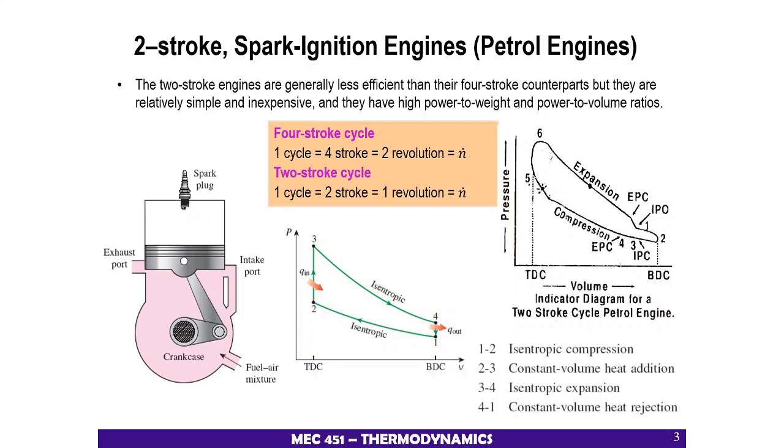The PV diagram is much similar for the 2-stroke engine and the 4-stroke engine, whereby process 1-2 is isentropic compression. Process 2-3 is heat addition at constant volume. Process 3-4 is an isentropic expansion, whereby your exhaust gas is released to the open. And 4-1 is your constant volume heat rejection. So this is your exhaust, where all of your exhaust gas is released.